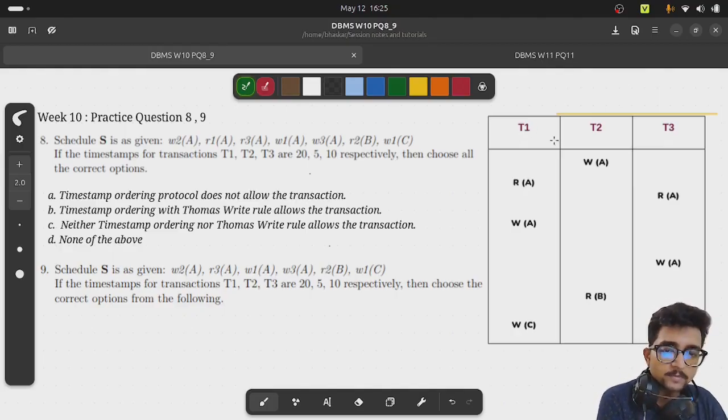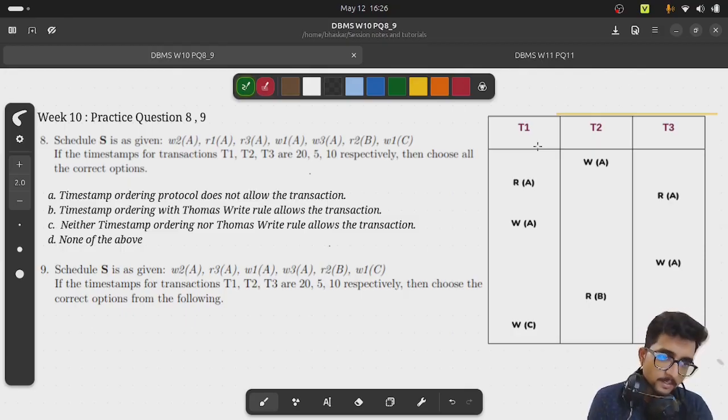That means T2, which has the minimum value of timestamp, is the earliest or the oldest transaction among the three, followed by T3 whose timestamp is 10, and then at last the newest transaction is T1 whose timestamp is 20. So we know according to the timestamp ordering protocol, the minimum value of the timestamp is given to the transaction which has arrived earliest, or basically the oldest one among the three. So when I say oldest or youngest, what that means is that while processing the transactions, T2 has arrived first.